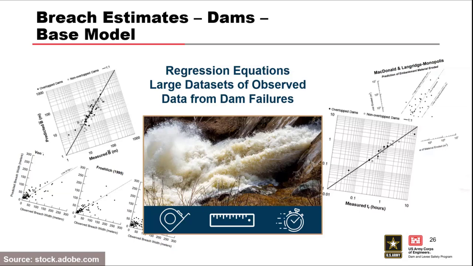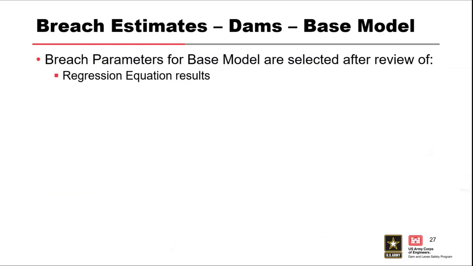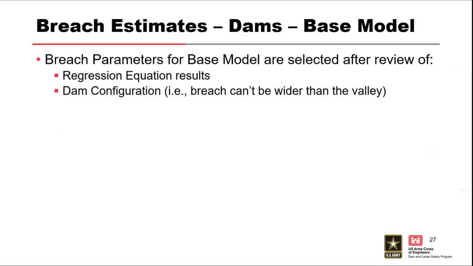The most cited references that we use in the modeling, mapping, and consequences center are a couple of studies from Froehlich, and then Von Thun and Gillette. Those are the most commonly used studies. So that is what we use for that baseline estimate. When we actually do the modeling, we review those regression equation results closely. We look at the dam configuration. It's not just a matter of using the results from a regression equation. We also have to look at whether the width you get from a regression equation even fits in the valley. That's a good example of how we're critically thinking about the results there.